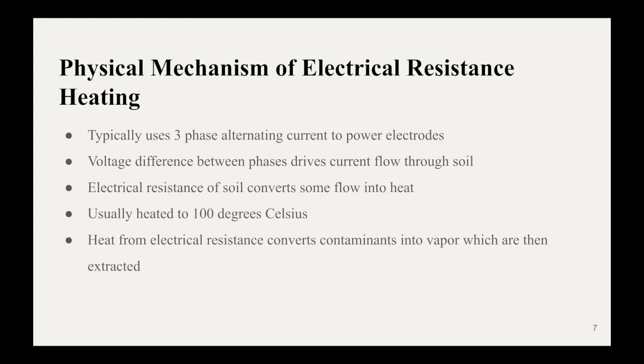As the electrical conductivity is dependent on soil moisture content, the soil cannot be completely dried out. Electrical resistance heating is usually limited to 100 degrees Celsius because of this. And then once the heat from the electrical resistance builds up and vaporizes the contaminants, the vapor contaminants are then extracted.